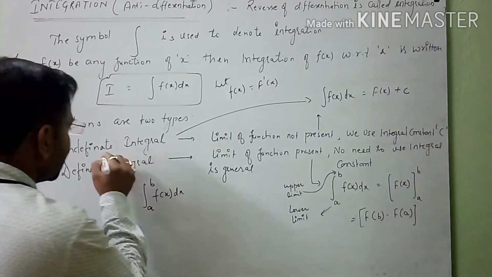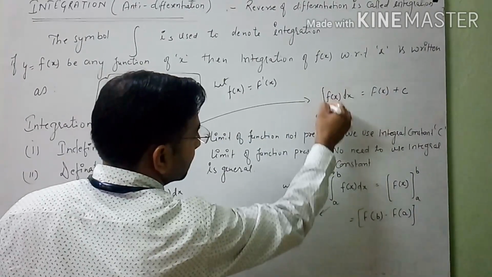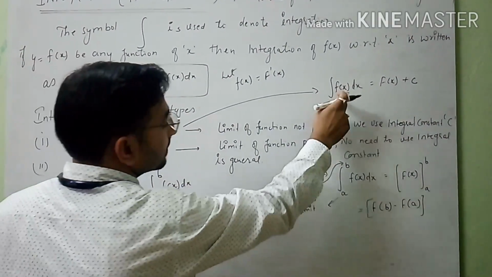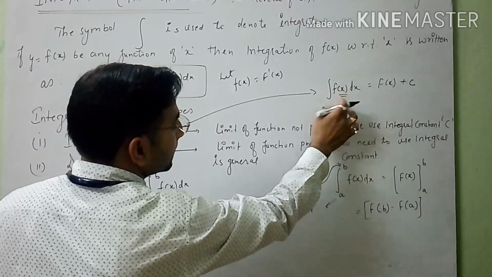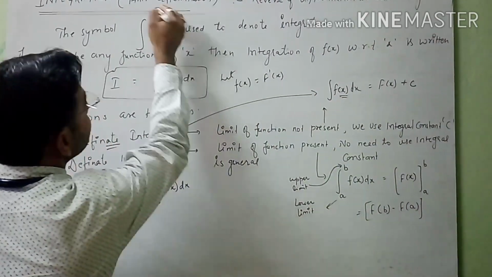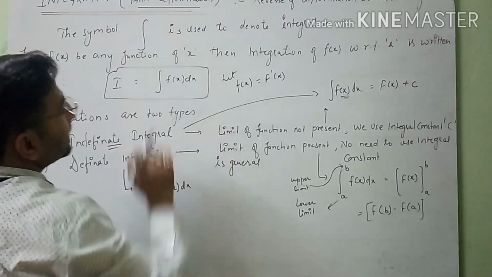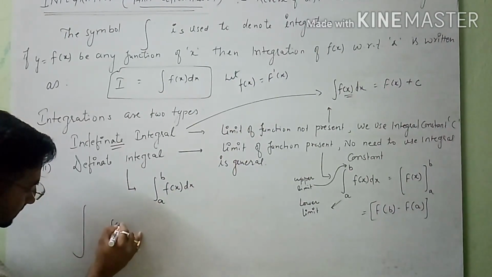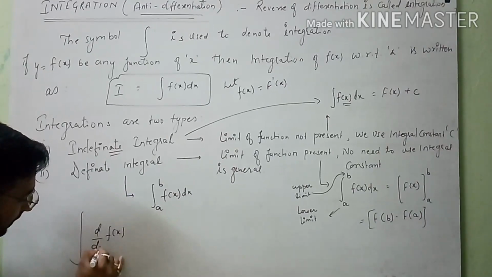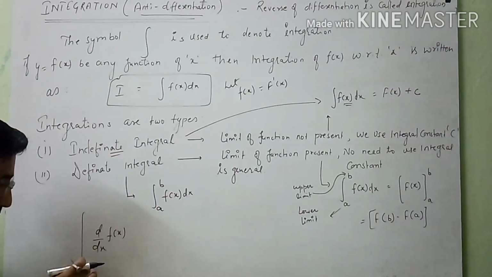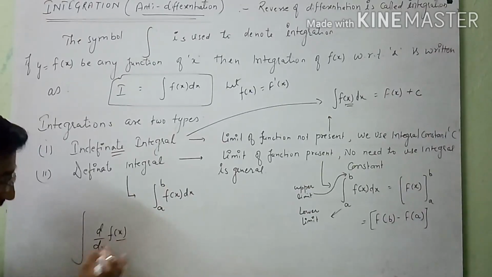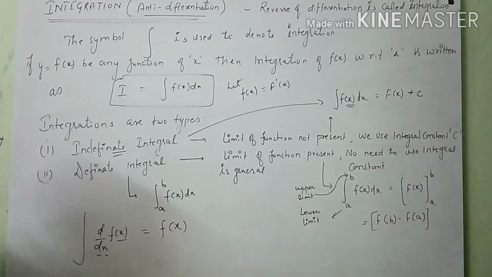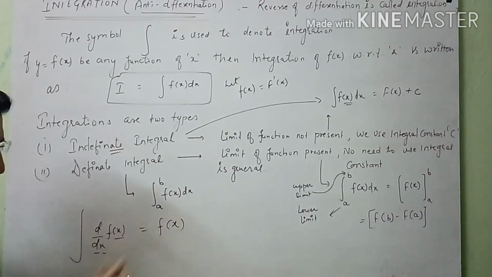The symbol for indefinite integration is the integral of f(x) dx. Focus on this point. I told you integration is anti-differentiation. Suppose I have a function F(x) and its derivative is d/dx of F(x). If I integrate the derivative of a function, the answer will be the same function again. So integration is the reverse of differentiation.